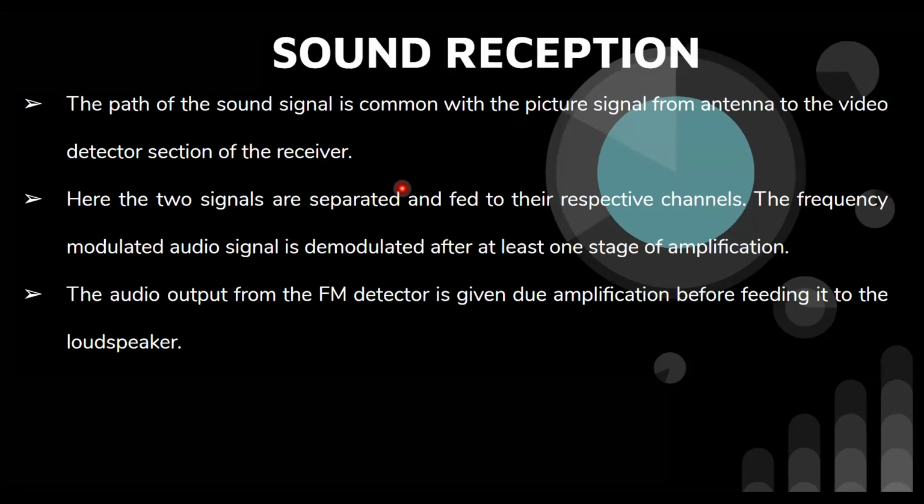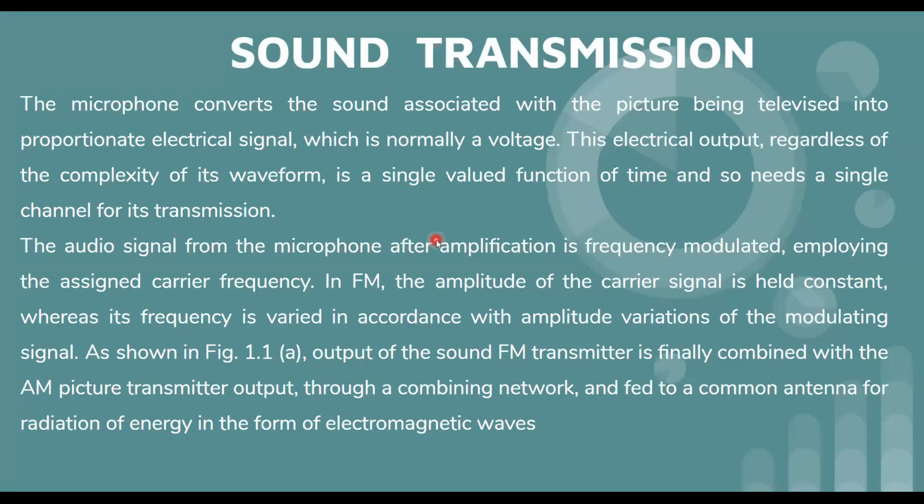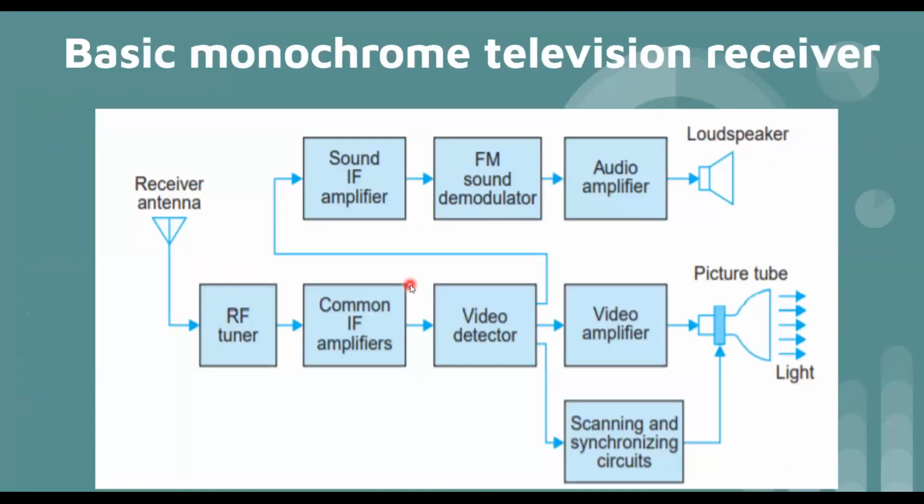So this simply a path of sound is common with the picture signal from the antenna to the video detector sections of this particular receiver. So this is where sound signals are incorporated. So you have to think where sound signals are. Here the path of sound signal is common with the picture signal from the antenna to the video detector section of the receiver. Here the two signals are separated and fed to their respective channels.